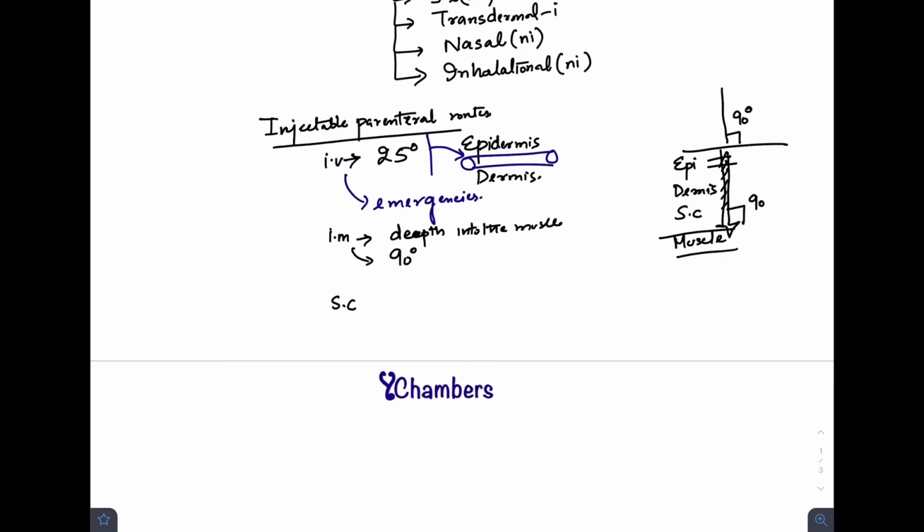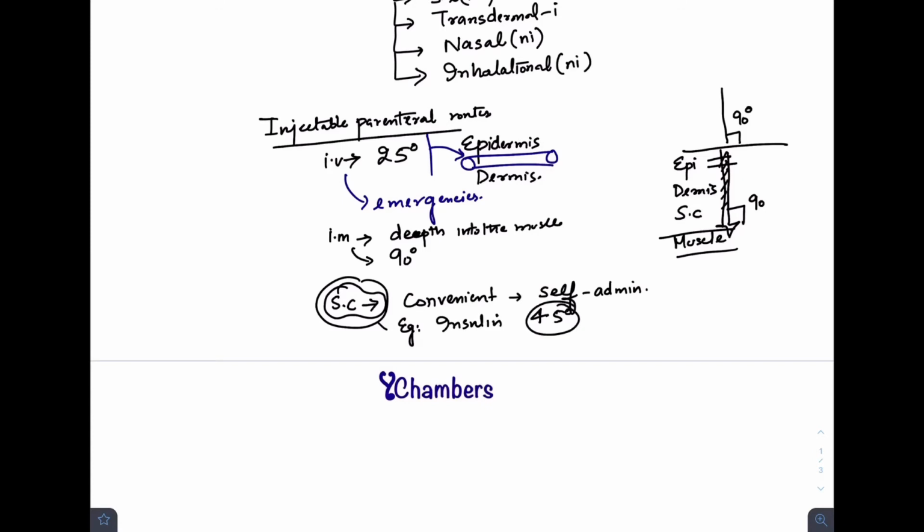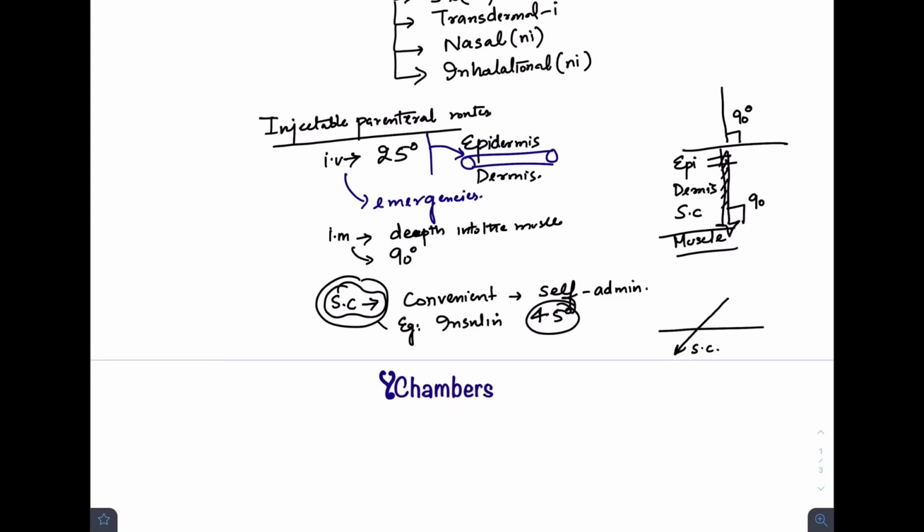The subcutaneous route is a very nice method. If you want a convenient method, it is convenient because you can administer the drug yourself. You may have seen some people after eating food taking insulin injections this way. So an example of the subcutaneous route is insulin. The angle is 45 degrees, I mean this is the skin surface and you are giving the injection at 45 degrees and reaching the subcutaneous tissue, where you have more fat and adipose tissue.